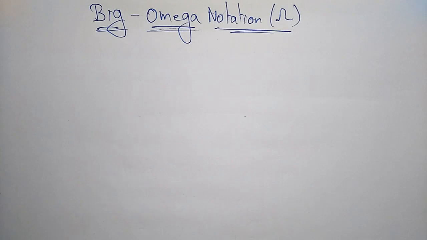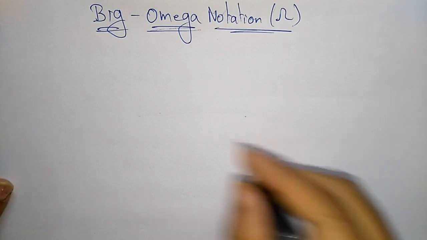Hi students, let us continue with the asymptotic notations. Now let us see what is the big omega notation.